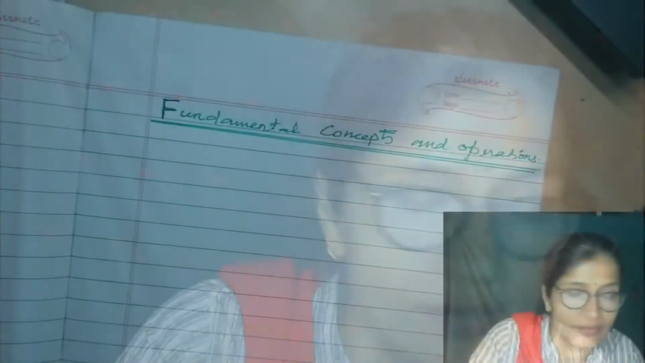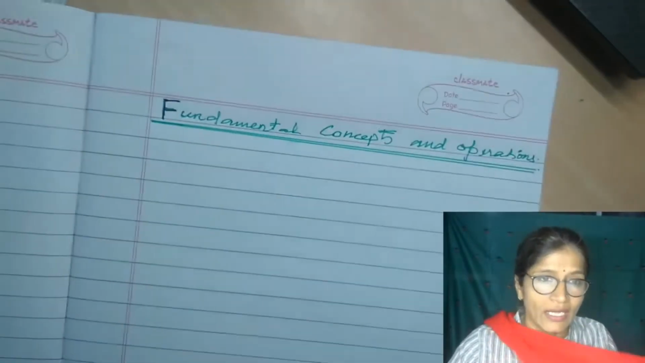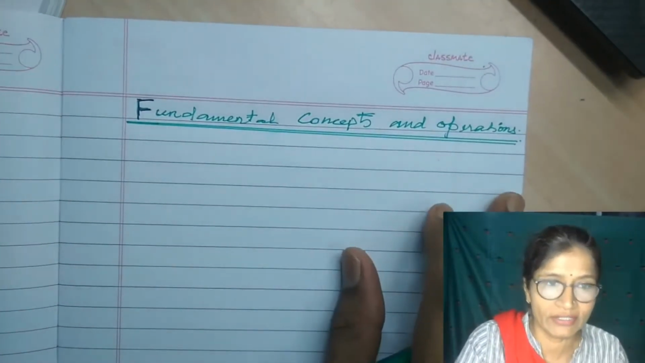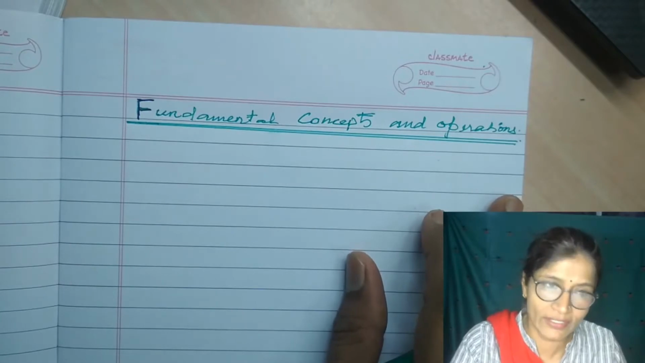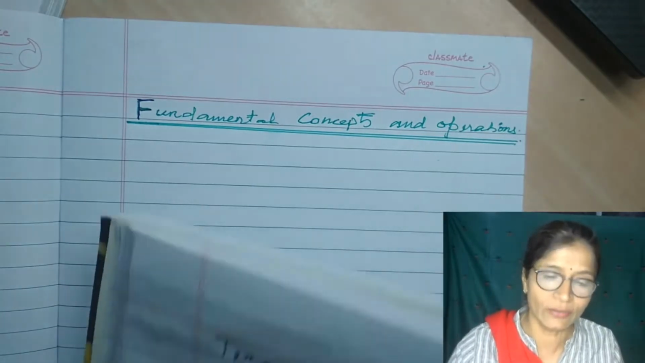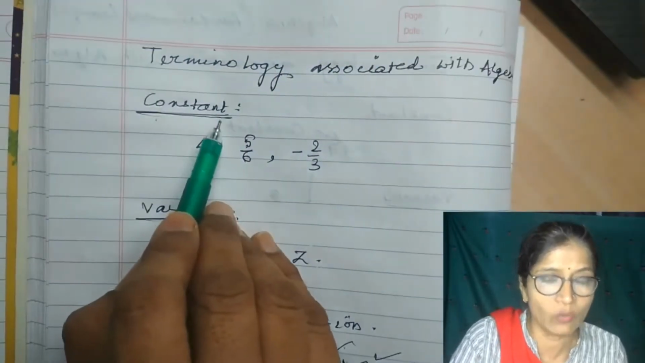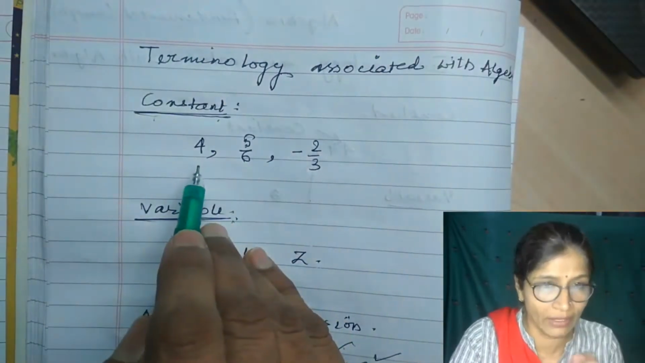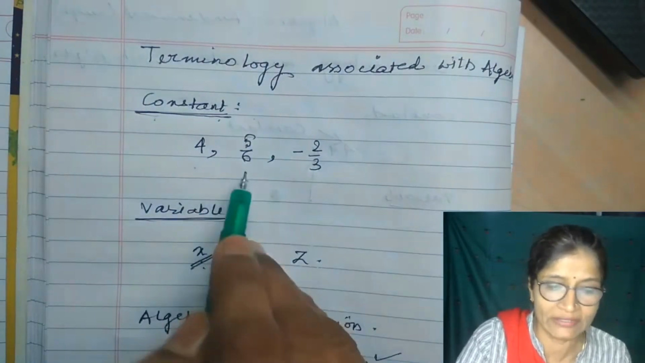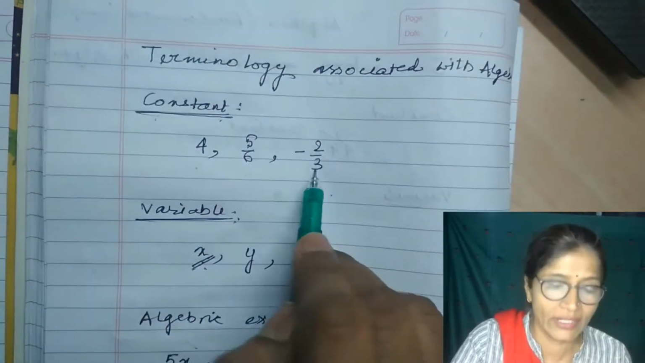Last class we discussed percentage in detail, and today we will do fundamental concepts and operations related to algebra. I think all of you are familiar with some of the terms related to algebra, like the constant. In algebra, what is a constant? Actually, the pure numbers like 4, 5 by 6, minus 2 by 3, they are constants.